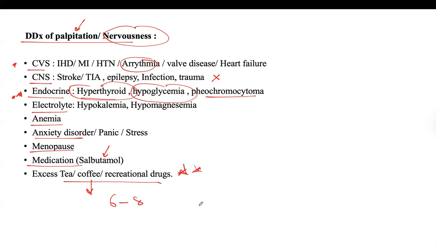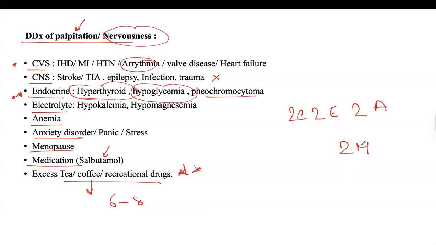So these are the differential diagnoses of palpitation that we need to cover. The easiest way to remember is that we have got 2C, 2E, 2A, 2M.